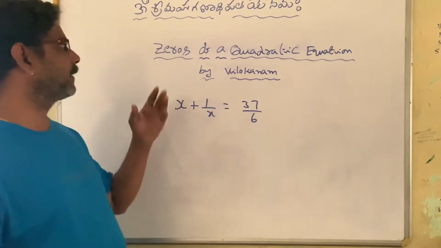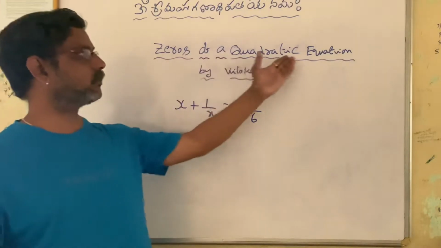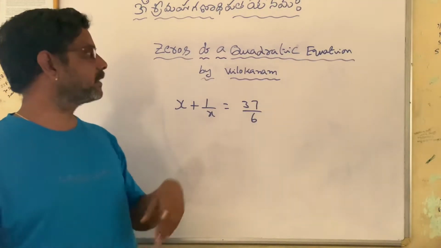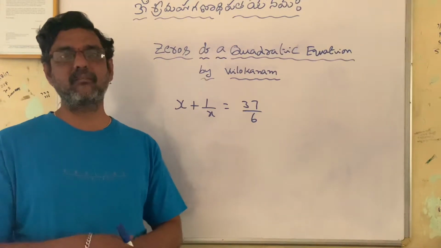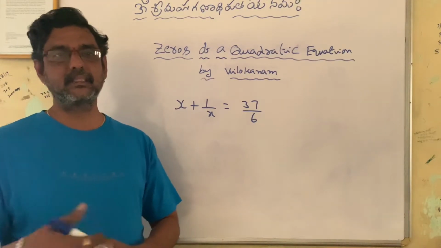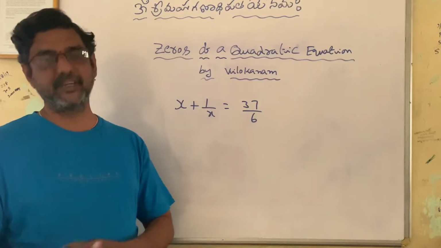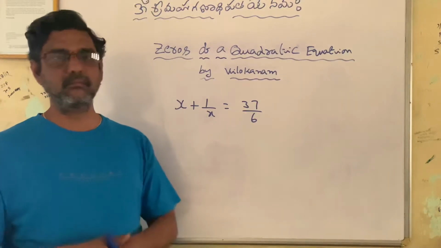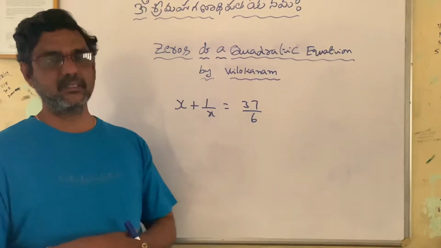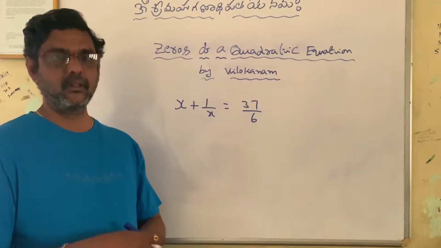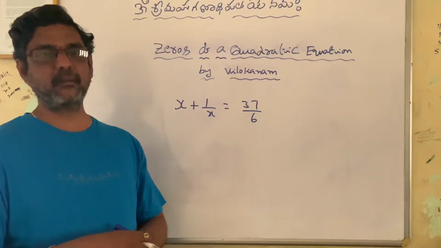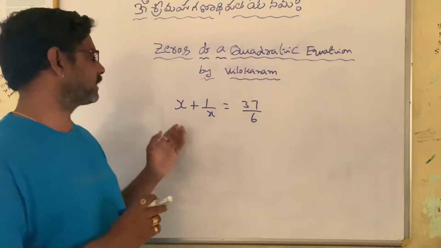Today I am going to explain finding the zeros of a quadratic equation by using the Vedic method Vilokanam. As I said before, Vilokanam means telling the zeros by observation. By looking at the problem, immediately we can say the zeros of the given quadratic equation. So, let us explain this concept with the help of an example.